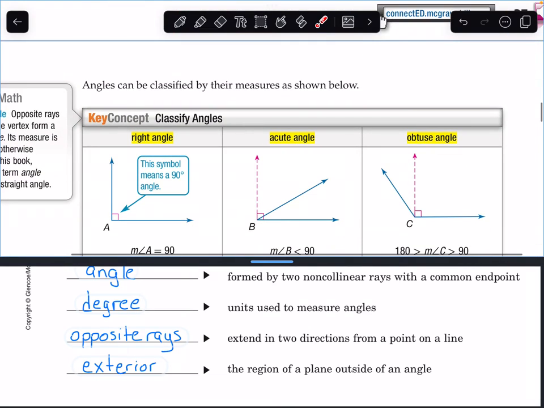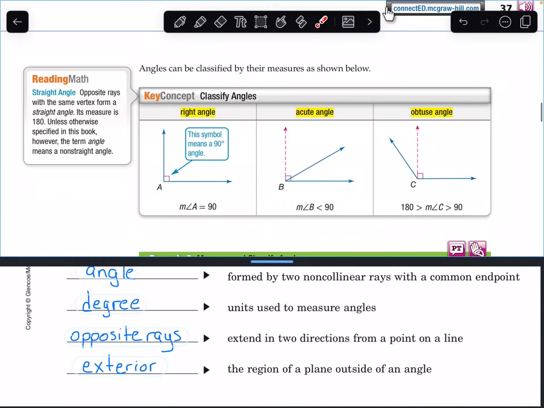All right, based on that measurement, angles can be classified by their measures as shown below. We have the right angle, acute angle, and obtuse angle. By definition, for a right angle, the measure is exactly 90 degrees. For the acute angle, the measure is less than 90 degrees. And for the obtuse angle, the measure is greater than 90, but still less than 180.